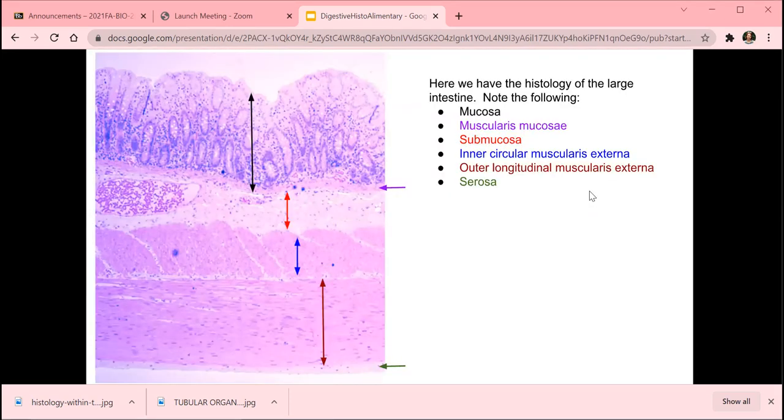This is the histology of the large intestine. You don't have any villi and any projections. So this is the large intestine, it's not small. You have many glands or intestinal crypts, and many, many whitish cells, which are goblet cells. You have tunica mucosa, submucosa, and muscularis, inner circular, outer longitudinal, and the last layer is called tunica serosa.